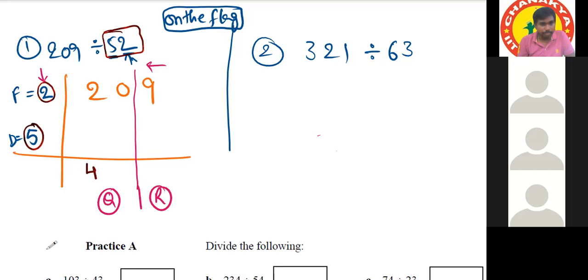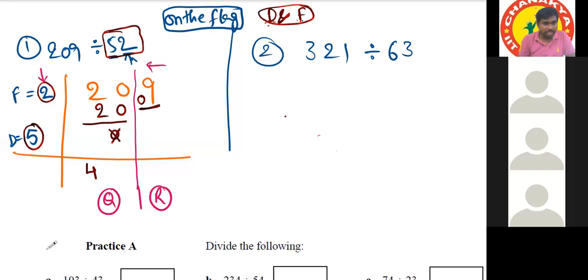5 4s are 20. So 20. If you subtract 20 from 20, what is your remainder? Zero. And don't write 0 here. Write it before 9 and consider it as 09. Okay, sir. So every time remember this point. First we have to do with the divisor and we have to deal with the flag. Again the same cycle repeats. Divisor, flag, divisor, flag, divisor, flag. That is the cycle.